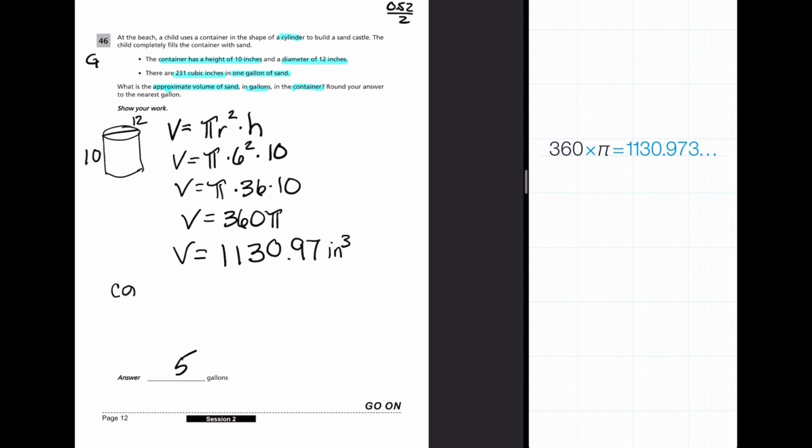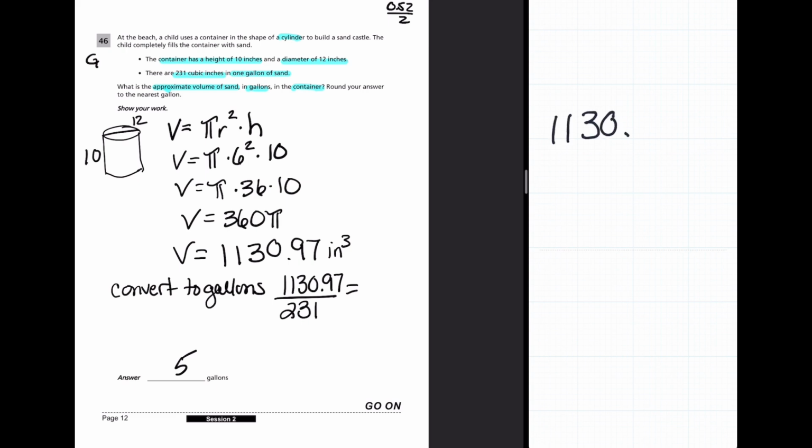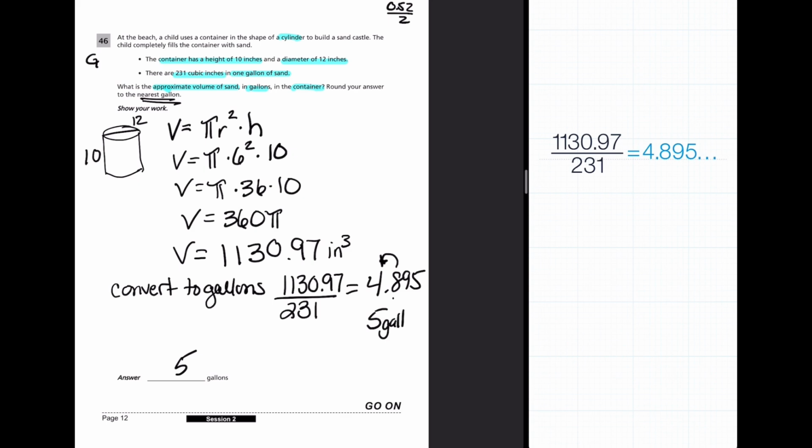So I'm going to convert to gallons. Okay, and I get 4.895. And they said I can round to the nearest gallon, so I'm going to round to the nearest whole number and round this up to 5 gallons. Okay, there's my answer. First you find the volume of the cylinder, and then I converted it to gallons using the information.